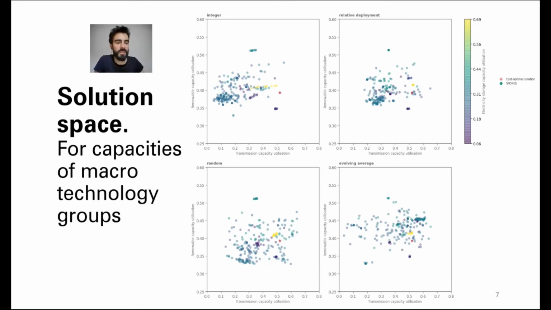It seems that integer and relative deployment methods produce more redundant solutions, which means solutions that almost overlap in these plots due to having similar technology mixes. However, these almost overlapping solutions are precisely what the SPORES method seeks. That is, solutions with similar overall technology mix, but with spatially distinctive ways of locating capacity at the subnational scale. So, it is not so straightforward to decide what is redundant and what is not.